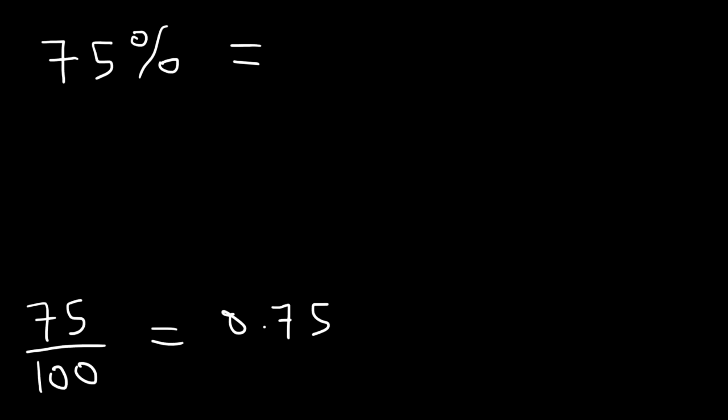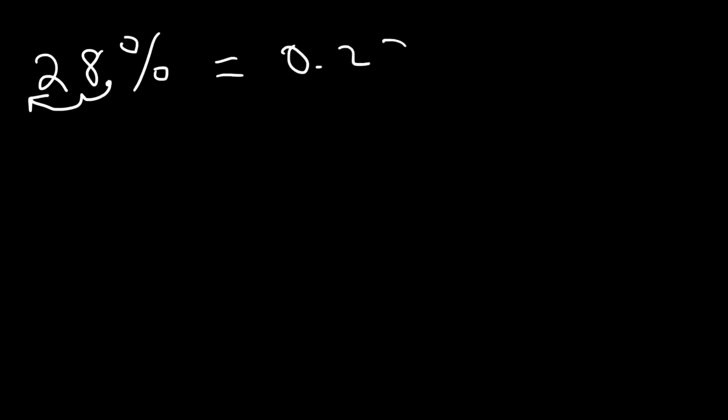Or you can start with a decimal and move it 2 spaces to the left. So 75% is 0.75. So let's try another example, 28%. If we take the decimal point, move it 2 spaces towards the left or divide it by 100, this will equate to 0.28. So 28% is 0.28.